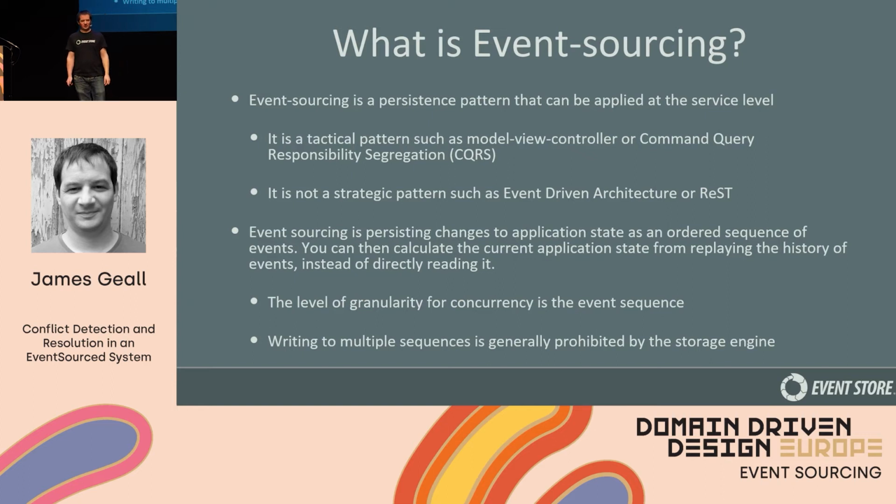Writing to multiple sequences, or what you might call a stream of events, writing to multiple streams of events, is generally prohibited by most storage engines out there. So databases that are specifically designed to deal with event sourcing, or database schemas that are particularly designed to deal with event sourcing, most of the ones that I'm aware of, they don't allow you to write to multiple streams at the same time. Why is that? Because that puts us back in the same problem we had before, where we ended up with potential for deadlocks in the system.